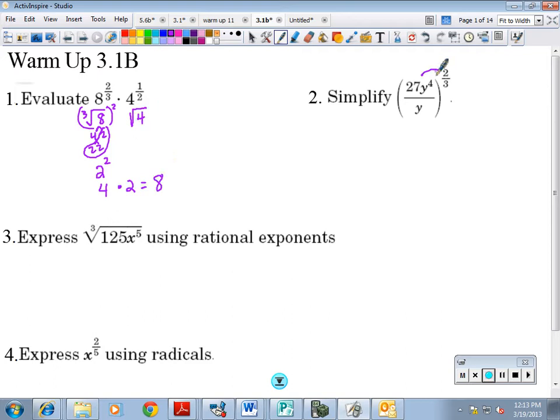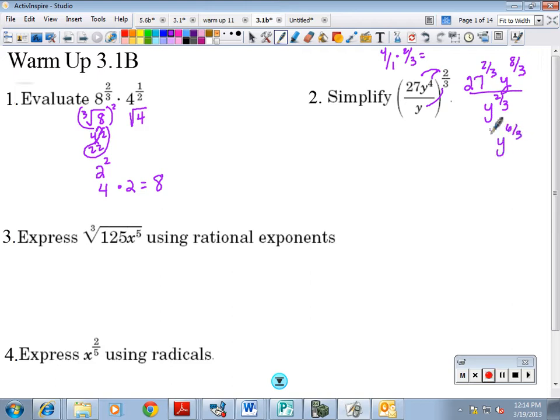This one you would distribute your 2/3 to everybody, so it would be 27 to the 2/3, y to the 4 times 2/3, which would be 8/3, and then y to the 2/3. We would subtract our exponents on our y's. 8 take away 2 would be 6/3.